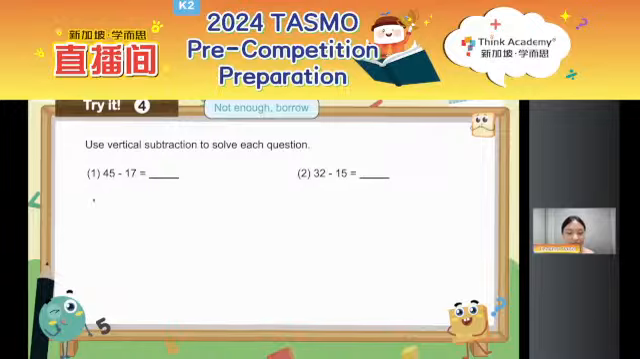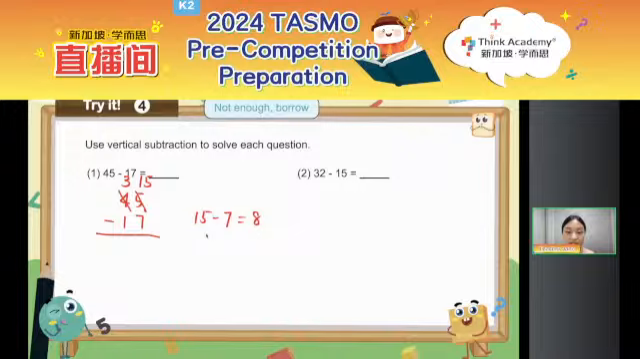Okay, so everyone, this time what we need to do is just to do 45 minus 17. So the ones digit, the 5, is it enough to take away the 7? Is it bigger than 7? Is it enough? No, not enough, right? So we need to borrow 10, and then the 4 will become 3, right? Because we borrow 10, and then the ones digit will become 10 plus 5 equals 15. So 15 minus 7. 15 minus 7 equals how many?